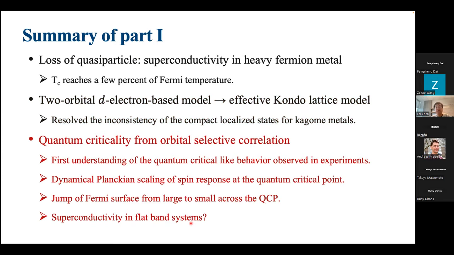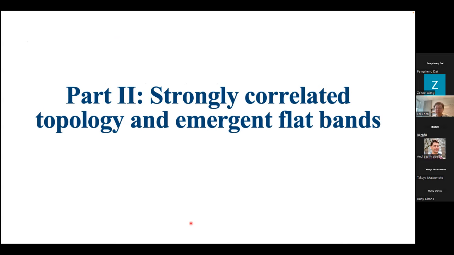And above, we discussed the situations when the flat band is close to the Fermi energy. Therefore, the interaction is so strong that it gives us exotic strongly correlated effects like the quantum criticality and so on. But what if the flat band is away from the Fermi energy? And what kind of topological phase can we obtain in these strongly correlated settings?